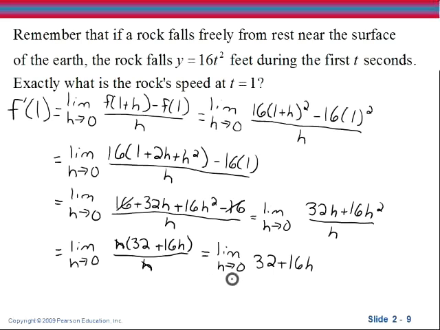Now we can substitute our 0 in, and we'll have 32 plus 16 times 0. 16 times 0, of course, is 0, so we will have 32 feet per second. If you'll remember back to the example, as we started using time intervals closer and closer to 1, we started to approach 32 feet per second as the instantaneous speed.